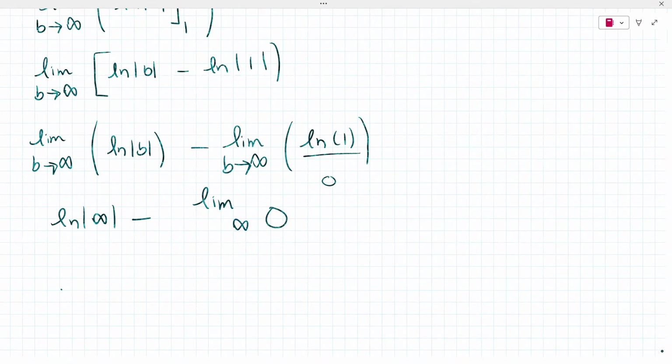What is the ln of the absolute value of infinity? Believe it or not, it is infinity. Minus 0. What is infinity minus 0? It is infinity. So if you have infinity or negative infinity, you could also say it diverges.